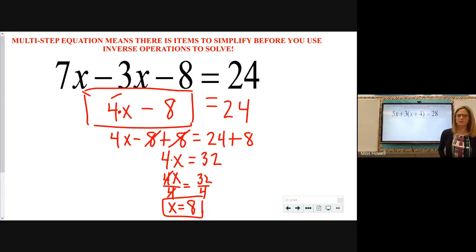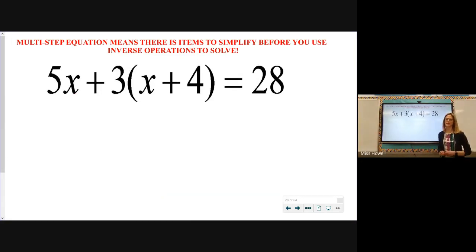All right, number 3. A little bit bigger, a little bit more complex than any of the ones we've looked at so far. We want to solve for our variable x here when we're told that 5x plus 3 times (x plus 4) equals 28. All right, in this particular problem, we have parentheses, and we're going to have some simplifying to do before we get back to either a one- or two-step equation that we know how to solve.